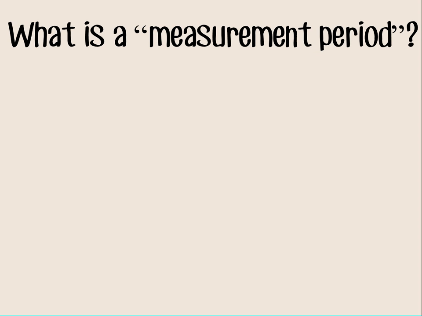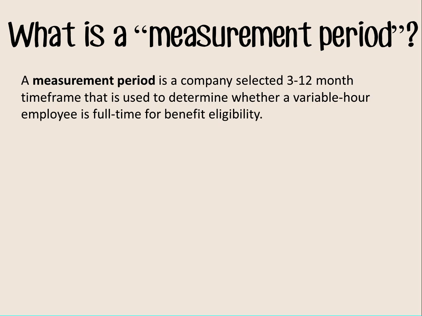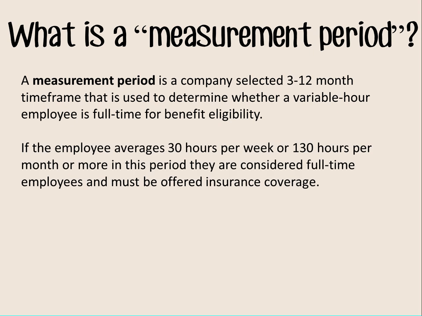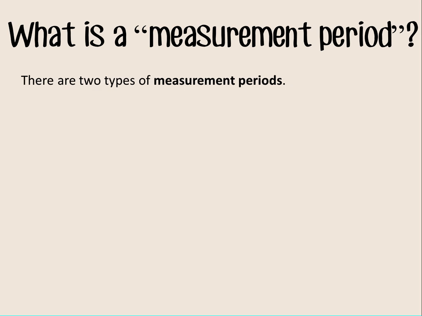So, what is a measurement period for employers who are interested in using this method? A measurement period is a company-selected 3 to 12-month time frame that is used to determine whether a variable hour employee is full-time for the purpose of benefit eligibility. Now, if in that 3 to 12-month window the employee averages 30 hours per week or 130 hours per month, they are considered full-time for the purposes of the Affordable Care Act and must be offered insurance coverage.